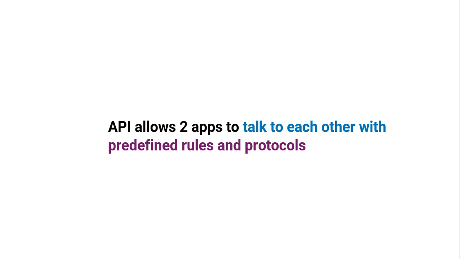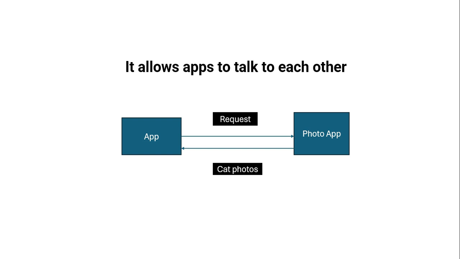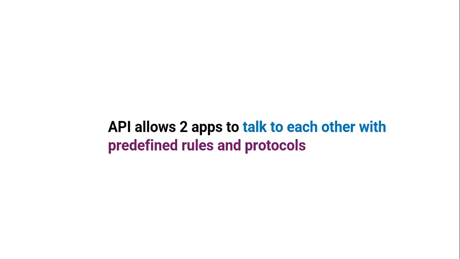So what does that mean? That means both the applications should know what kind of protocol they are going to use for communication. Here, for example, they are going to use an HTTP protocol, and make a GET request to the photo application, and the photo application will expose an endpoint as to where the request needs to be sent, and then it is going to send back the response in terms of cat photos. So both the applications which are communicating with each other should know the rules and protocols for communicating.